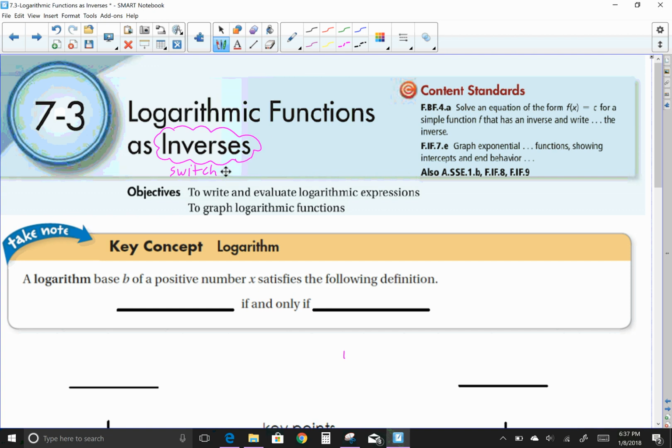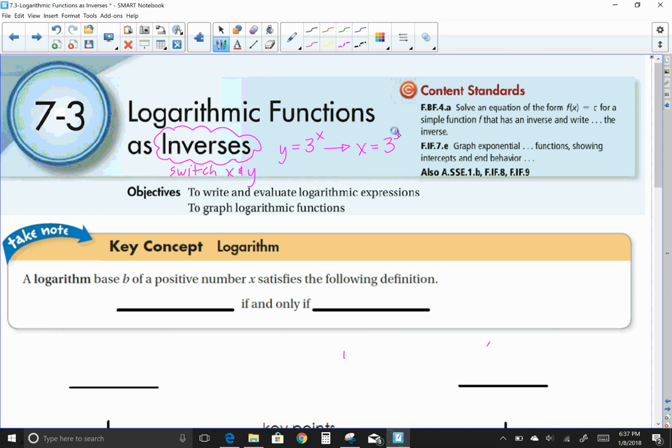Okay, so we switched x and y. For example, keep in mind what we've been talking about the last 2 days are exponential functions. Y equals 3 to the x. Well, if I want to find the inverse of that, then I'm going to switch my x and y, and that's going to give me x equals 3 to the y. And you look at that, and we have this problem. We got to know how to solve that equation for y.